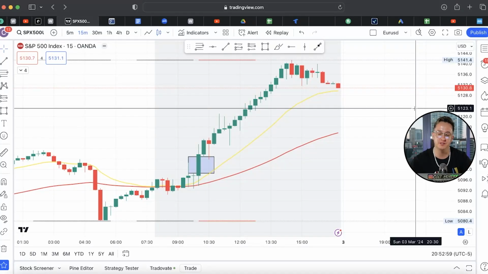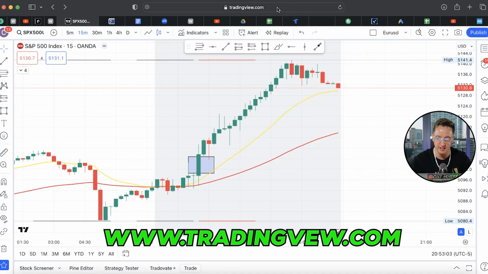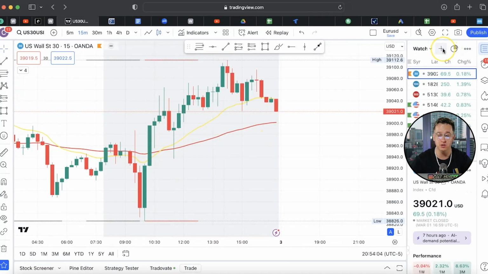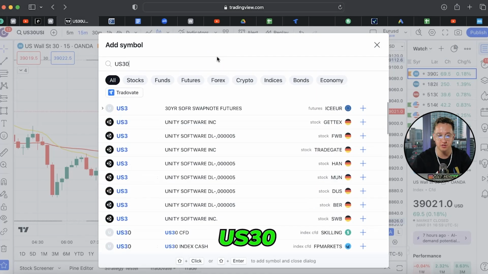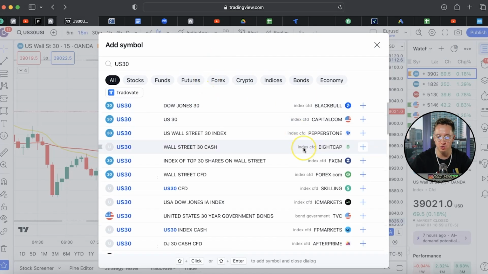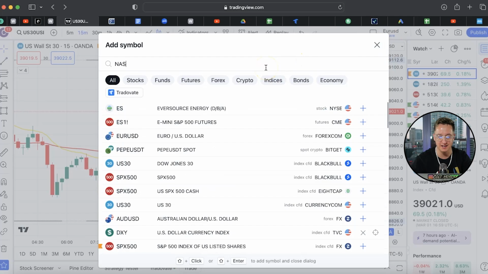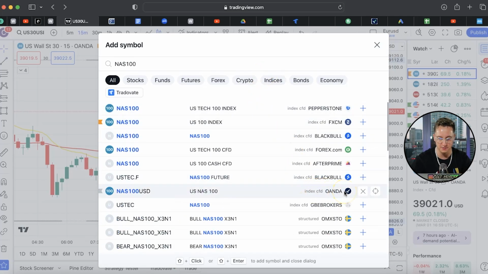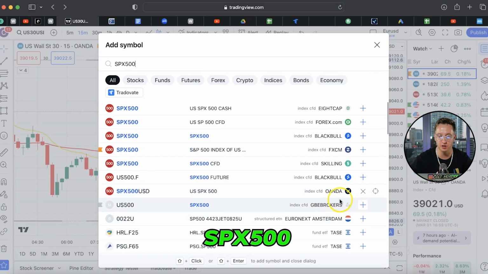The first step that we need to do is we need to go to tradingview.com, obviously. Now we need to go to this button right here that says watch list, and we need to go to the plus sign. Once we do that, we are going to type in US 30, and we want to add US 30 Oanda right here. Once you add that, you're then going to add NAS 100, same thing, NAS 100 Oanda, and then the last one you're going to add SPX 500 Oanda.